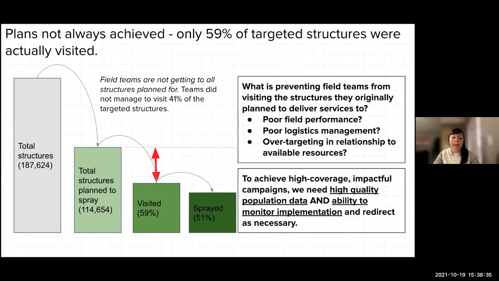So in this case, 59% of the structures that were targeted for IRS actually were visited. And of those visited structures, 51% were actually sprayed. So what's this telling us? It's telling us that yes, we have a plan and that's important, but now we need to also move to the second stage of ensuring that that plan is followed so that we can achieve that high population coverage, which is then going to lead to impact.